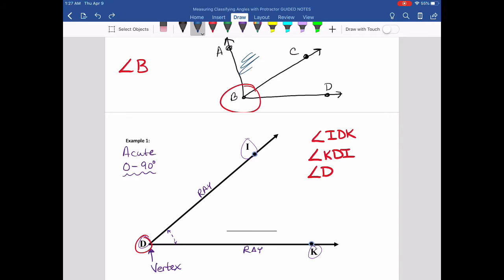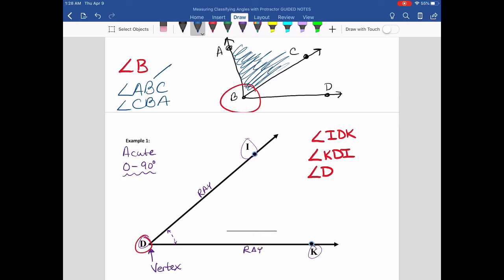So for instance, if I wanted to label this angle right here, the one that I'm shading in, and I'm doing kind of a hack job of shading it all in, we can call that angle ABC, or we can also call that CBA.